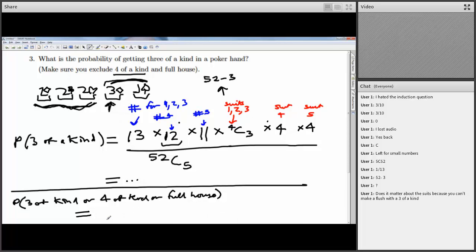Before I answer this one: does it matter about the suits, because you can't make a flush with a three of a kind? The answer is it does. We want to make sure we count accurately. The 52 choose 5 includes all the different options, and we want to get the right proportion of them. So we do have to write the suits, because we want to count this three of a kind, but also the same three of a kind which has a spade rather than a club here. We want to count them all so we get the right probability. If you exclude the suits, then you'll undercount them quite considerably, and you get the probability wrong.